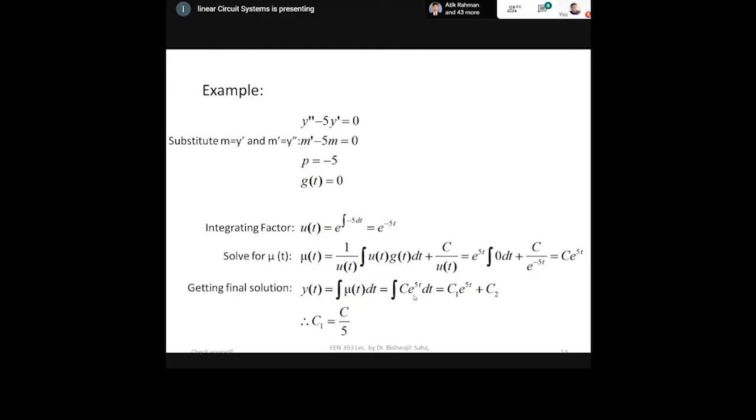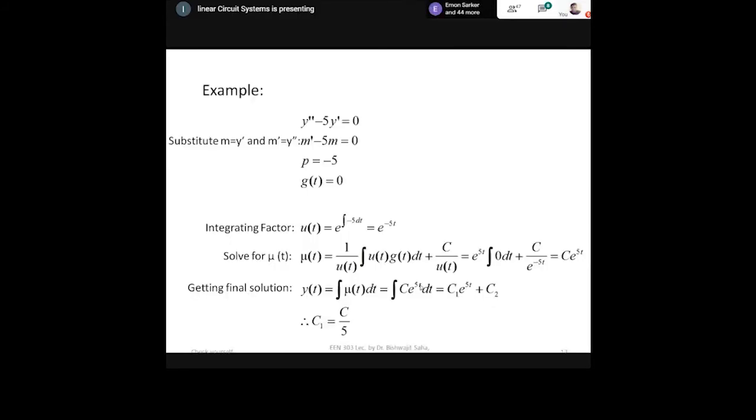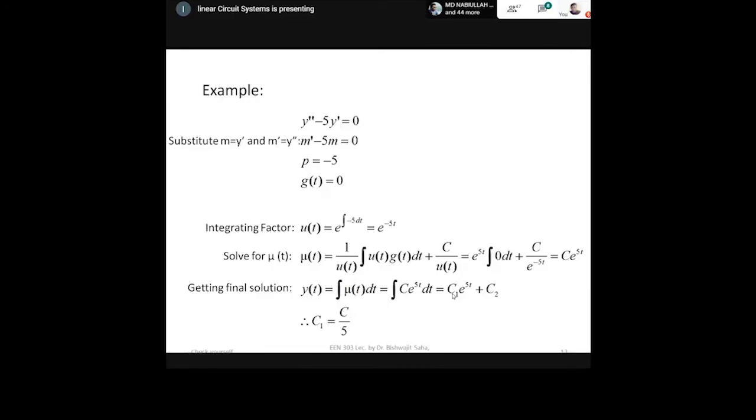So e to the power x, integration of e to the power x, what is the value? It is e to the power x divided by a, right? So that formula or concept has been used here. Okay, sir. Thank you.